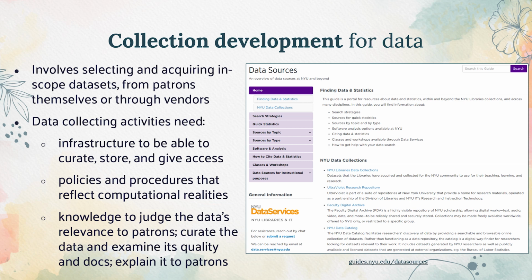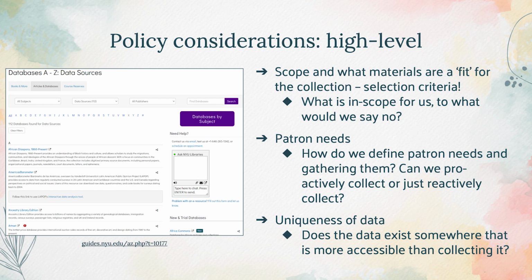So collection development requires a few things, and I think a lot of it comes down to policy. So when we think about collecting data, we want to think about the scope and what materials are a fit for the collection. So what are our selection criteria to evaluate different data? What would we say no to? And with data, this is often the hardest part because there is no shortage, again, of data brokers and data vendors and places to acquire data from. Being discerning is really going to be the key part.